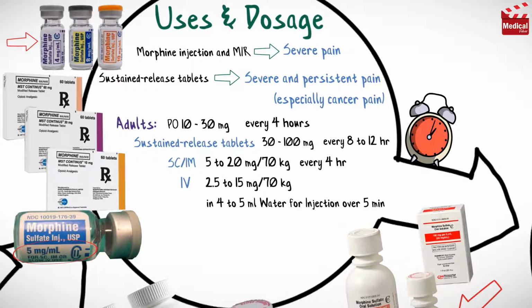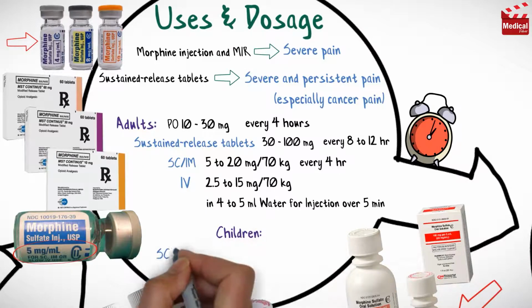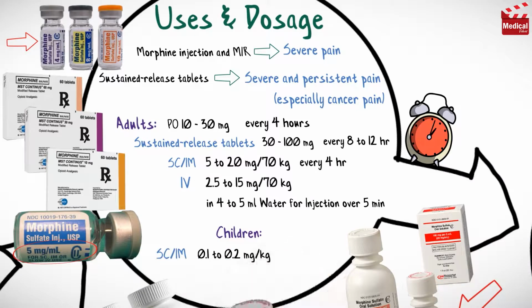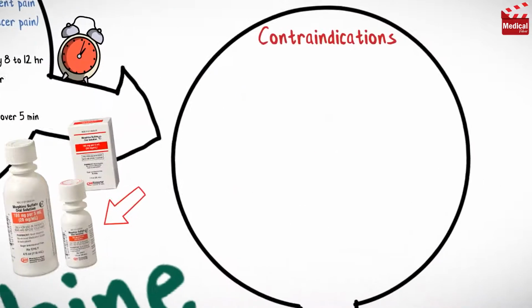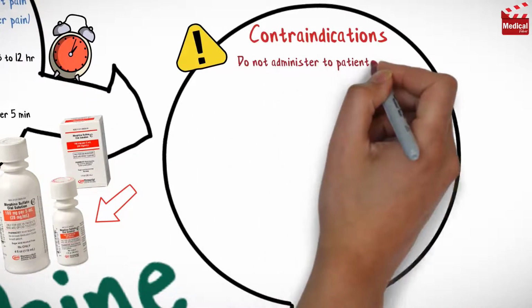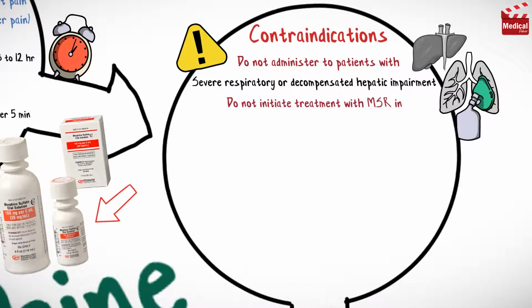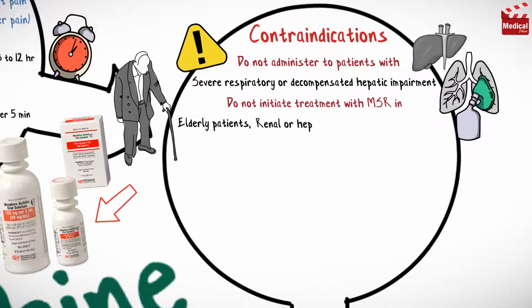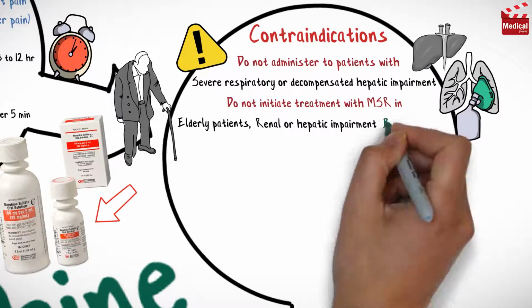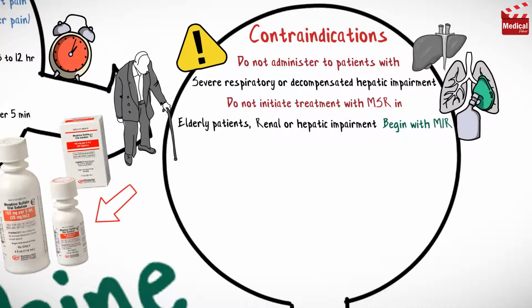The usual dose of morphine for children, when using it as subcutaneous or intramuscular injection, is 0.1 to 0.2 mg per kilogram every 4 hours. And the maximum dose is 15 mg. Do not administer to patients with severe respiratory impairment, or decompensated hepatic impairment. Do not initiate treatment with the sustained-release formulation in elderly patients, or those with renal or hepatic impairment. Begin the treatment with the immediate-release formulation.